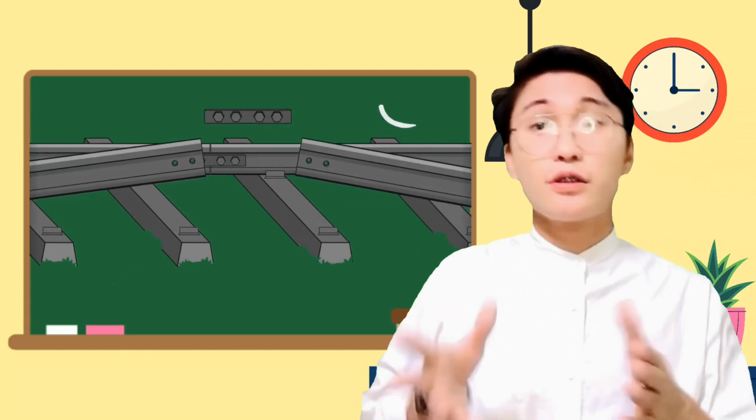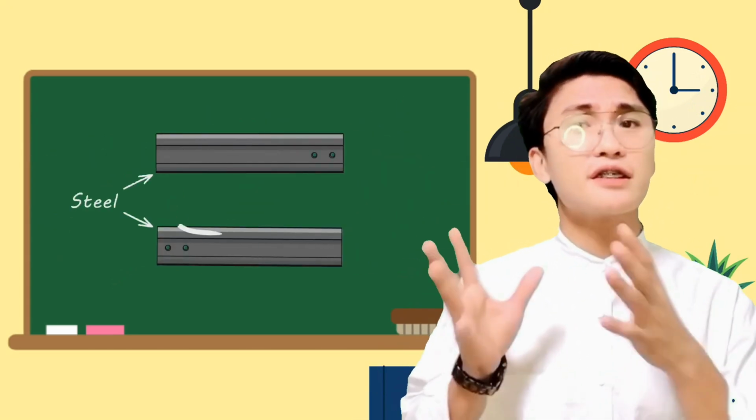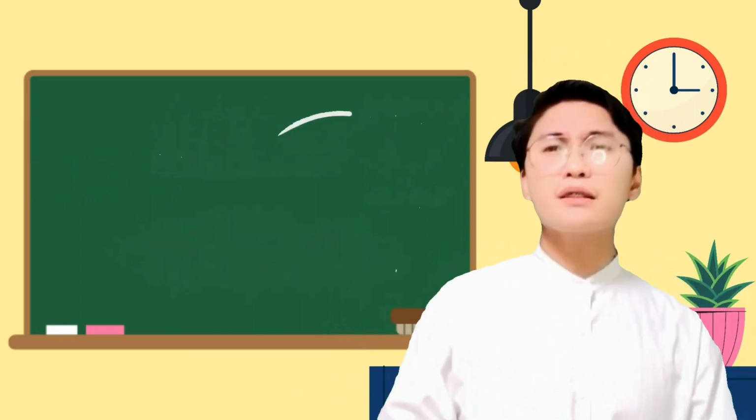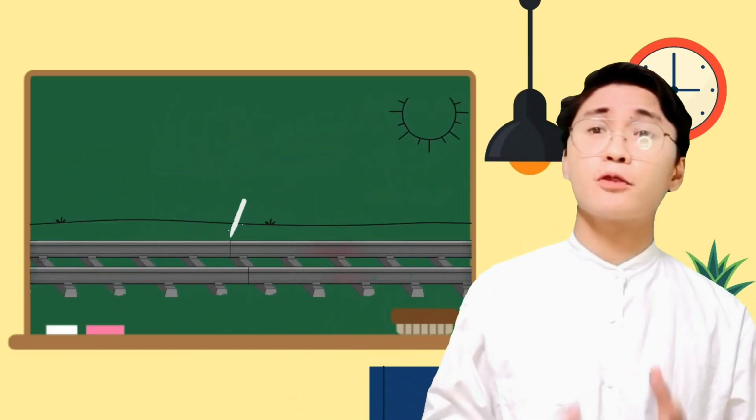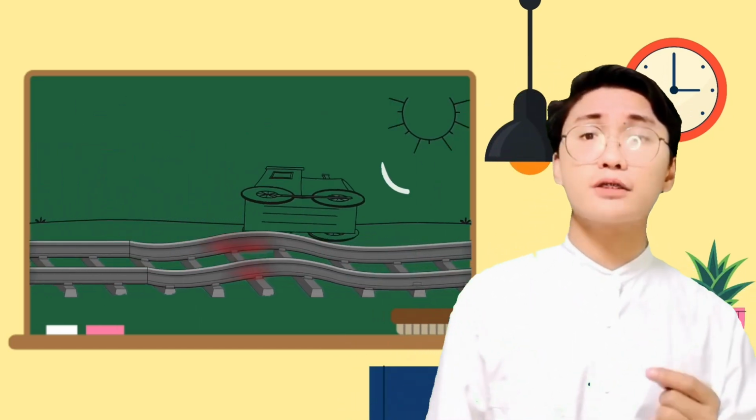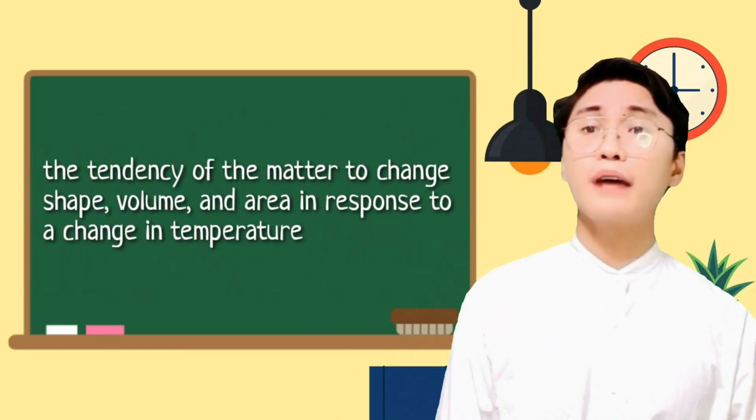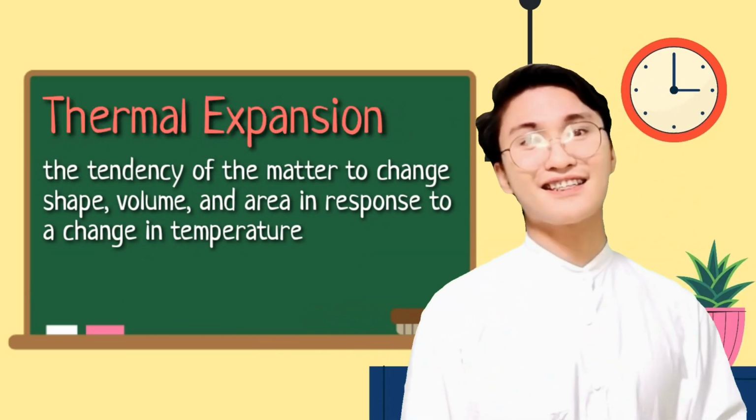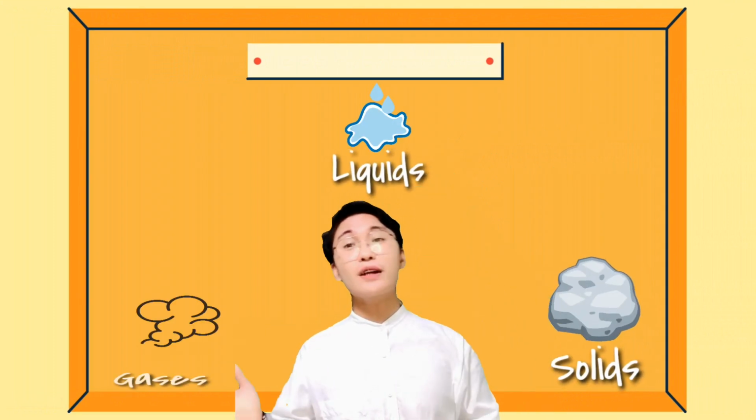Consider a railroad, which is usually composed of steel. When steel is heated, it expands, and it compresses when cooled. When rails are joined together without leaving any space for expansion, the rail expands, causing the railroads to bend. The tendency of matter to change shape, volume, and area in response to a change in temperature is known as thermal expansion. This tendency of expansion can be observed in solids, liquids, and as well as in gases.